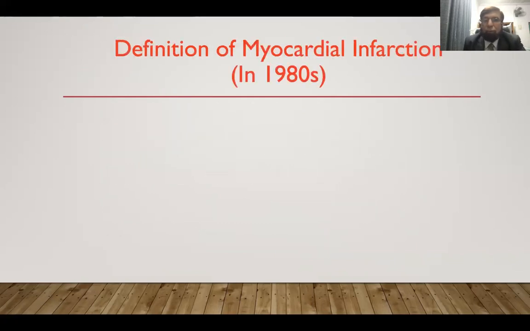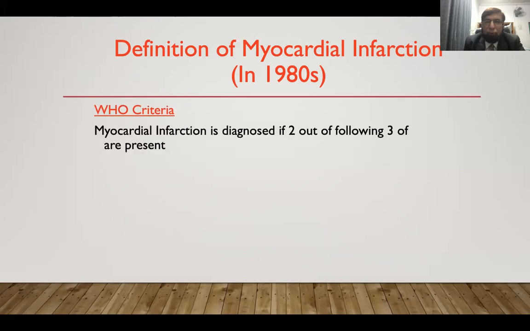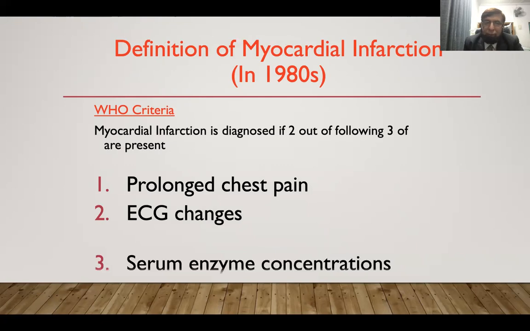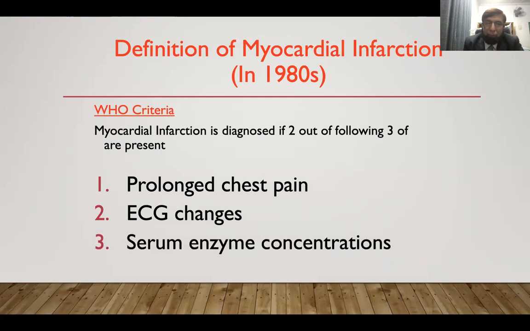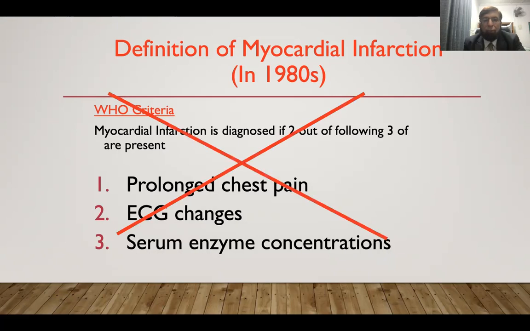When we were medical students, and for many years after that, myocardial infarction was defined by WHO criteria, in which if 2 of the 3 were present, the MI was diagnosed. One criterion was prolonged chest pain, second was ECG changes, and third was serum enzymes. And in enzymes, we used to include CK, AST, and LDH. But over the years, this criteria is now obsolete and it should not be used.